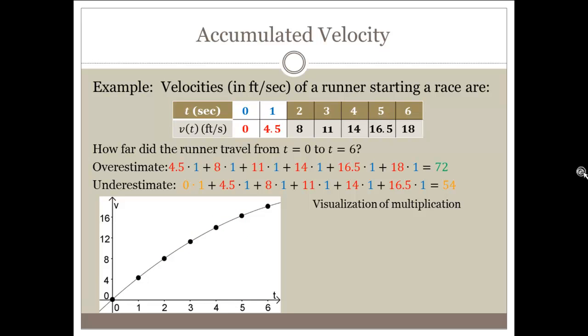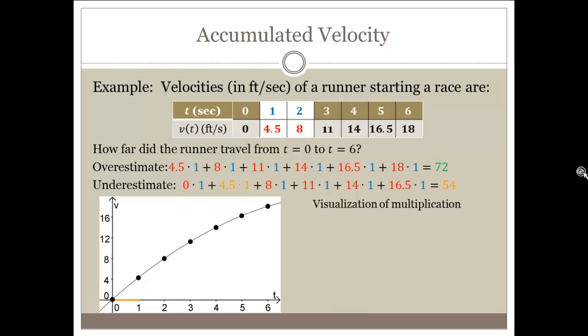Over the first time interval, from 0 to 1, the distance traveled was approximated as the velocity at 0, which is 0, over the 1 second time interval. So we approximated the distance traveled as 0 feet. This can be represented as a rectangle with height 0 and width 1, giving an area of 0 feet. We will put this on our graph over the time interval from 0 to 1.